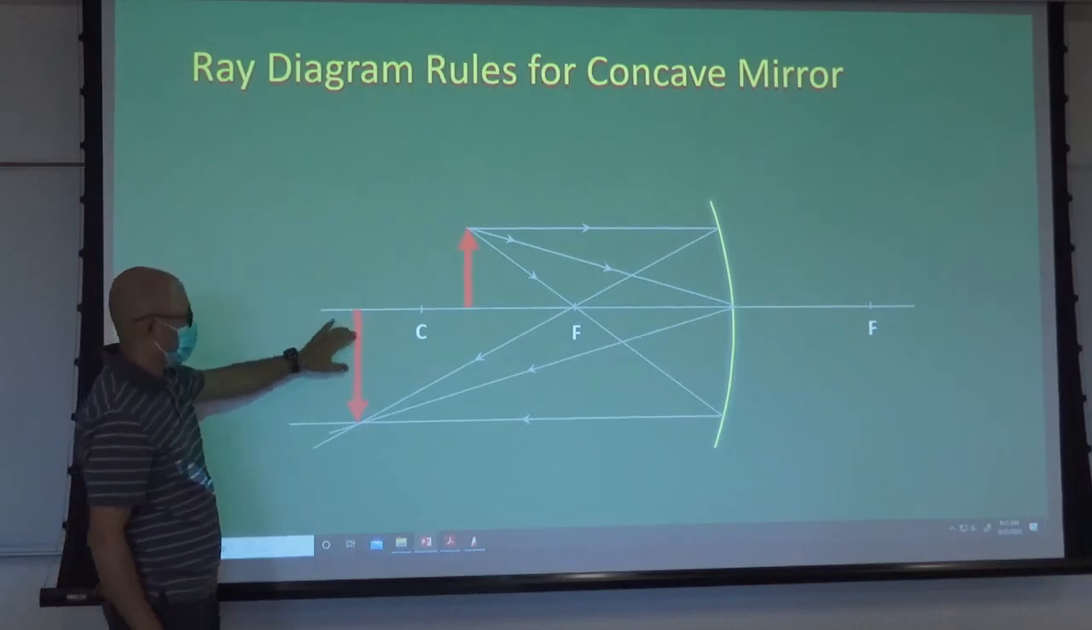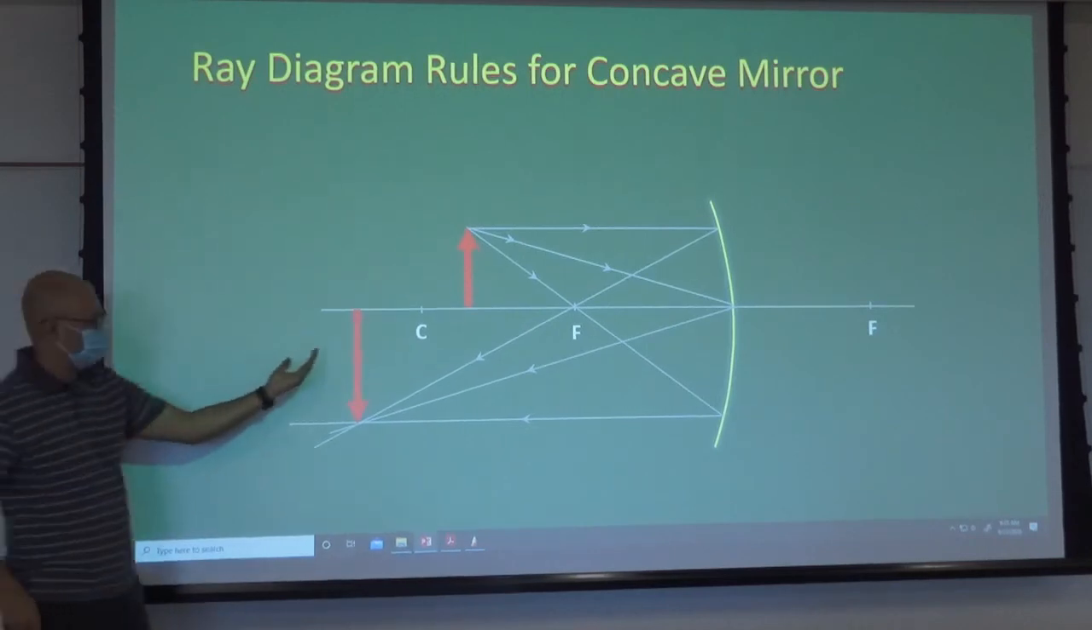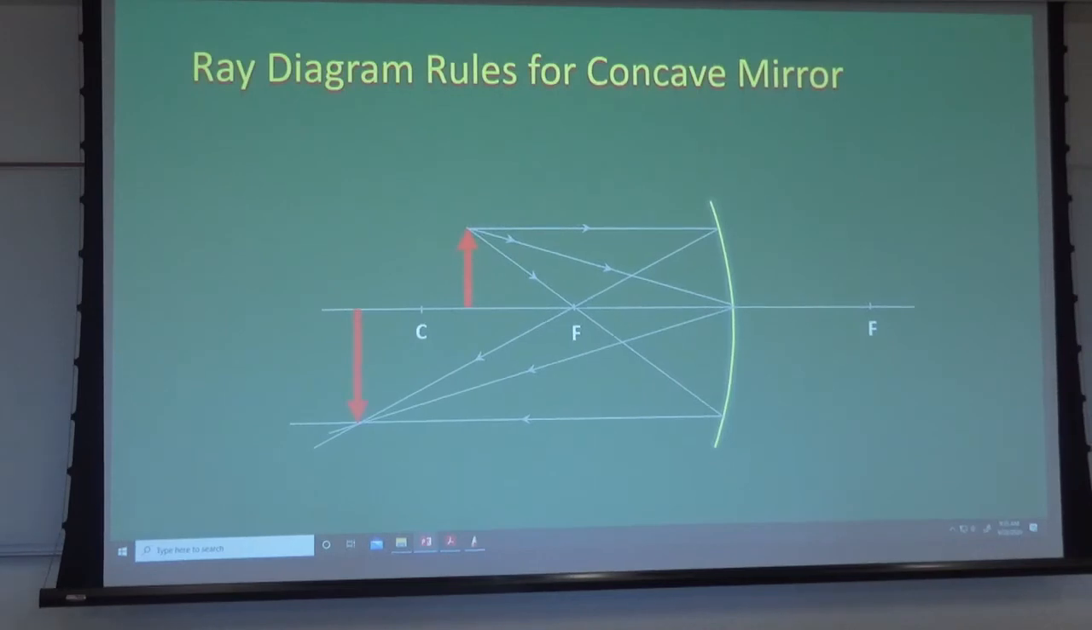Second one is it's magnified. It's bigger than the object. And the third one is it's inverted. So you know it's magnified if it's further back than the original object? Yeah. It's formed beyond C and it's magnified. So those are the characteristics of the image formed by the concave mirror.